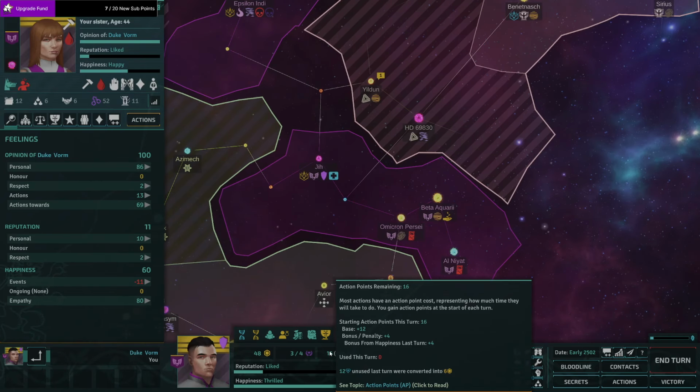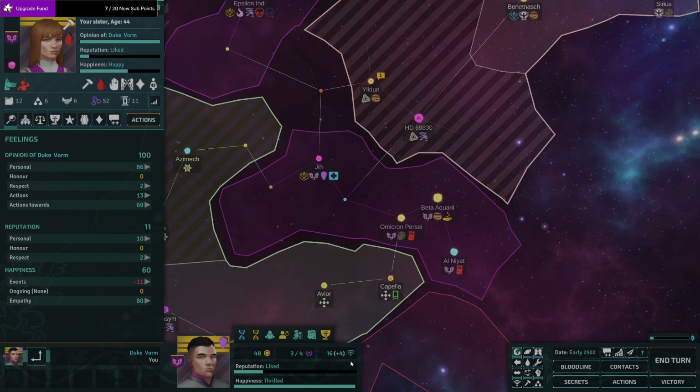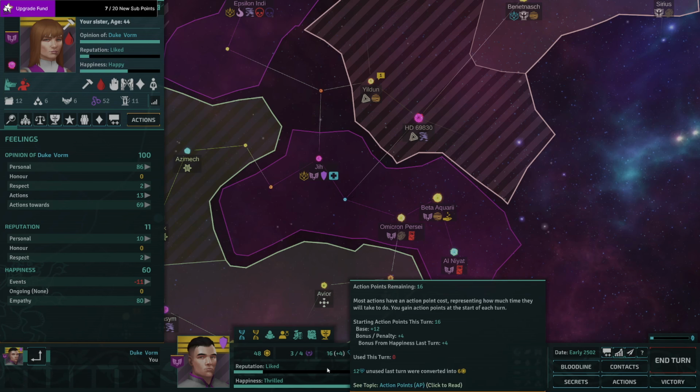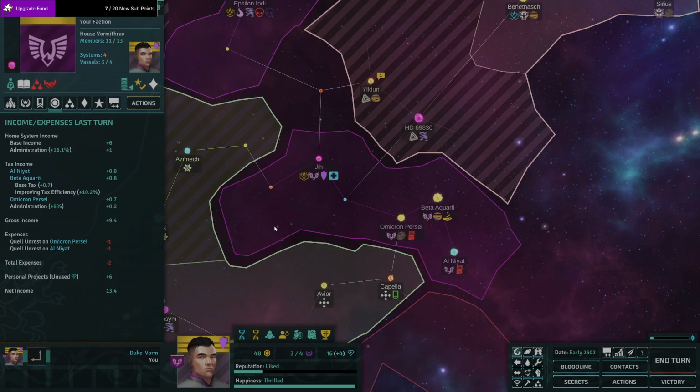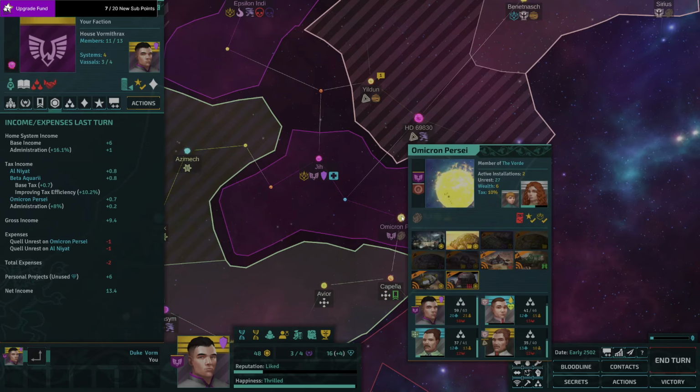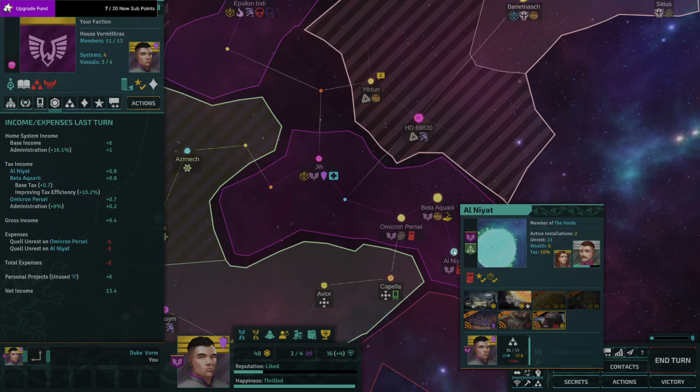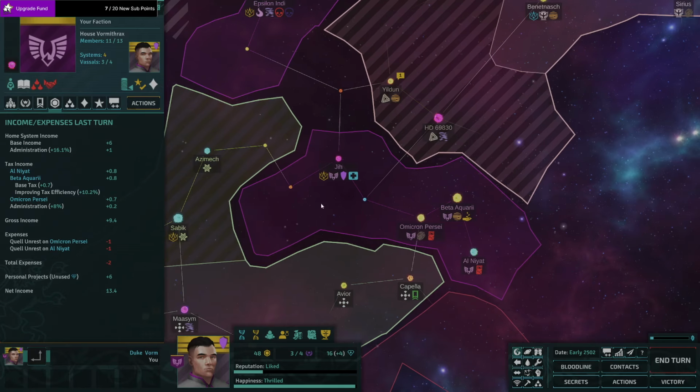All right, we're back up to our 16 action points, 12 base plus 4 from happiness. So we're not spending most of that, but it's converting to cash. We're up to 48 of the monies. We're getting base of 0.7. We're getting a whole 0.1 more from our improving tax efficiency. Tiny, tiny bit. And unfortunately, it's costing us 2 for the 2 Quell Unrest missions we've got going on. 27 and 21. All right.